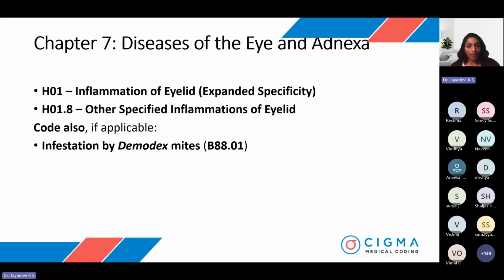Now, disease of eye and adnexa, inflammation of eyelid. This is also expanded specifically, like other specified inflammation of eyelid. Here also, if Demodex mites infestation is mentioned, you can add that separately. You have to give them separately. The code has to be given again.